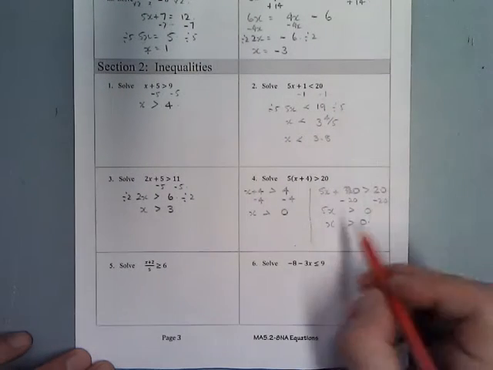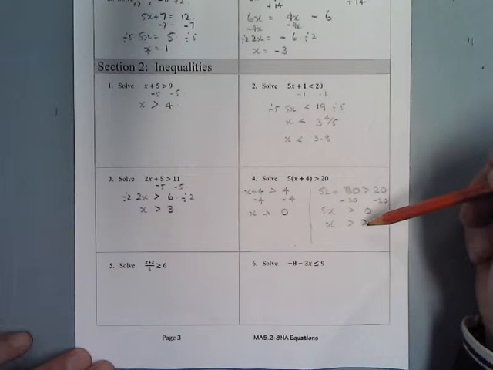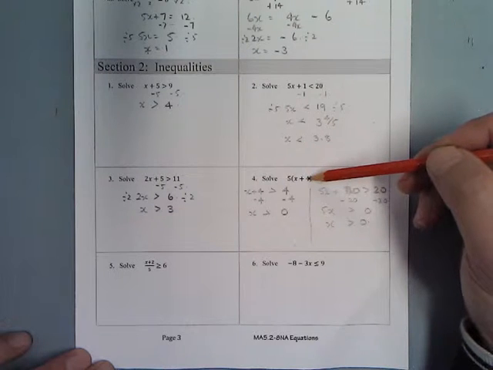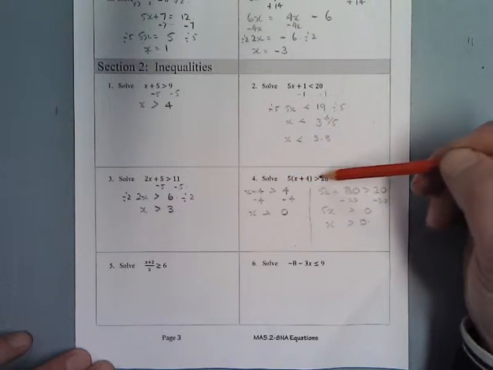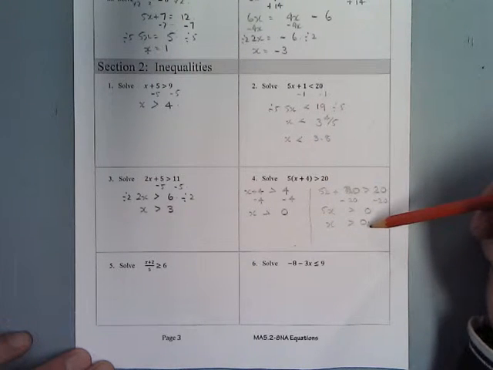So let's make x equal 1. Any value above 0, so let's take 1 as an example. 1 plus 4 is 5. 5 times 5 is 25. Is 25 greater than 20? Of course it is. So this holds true for any value above 0.